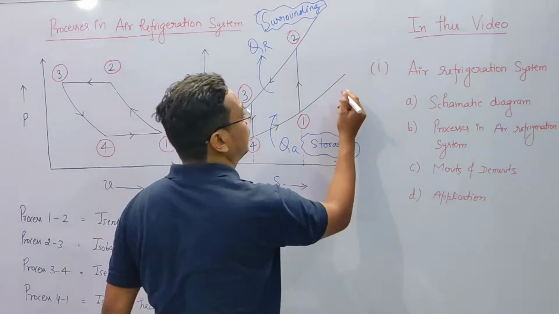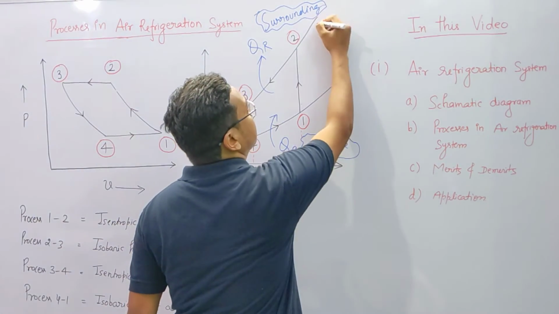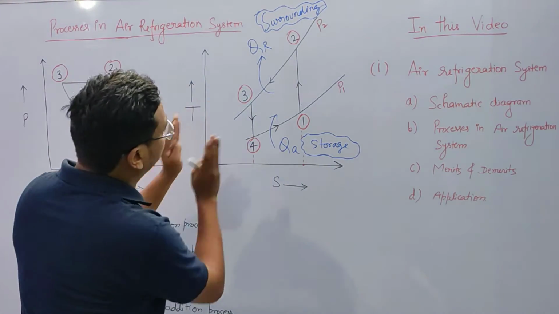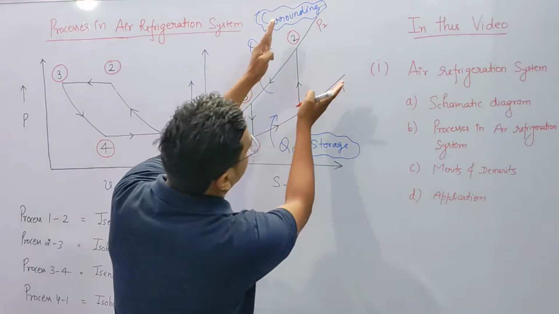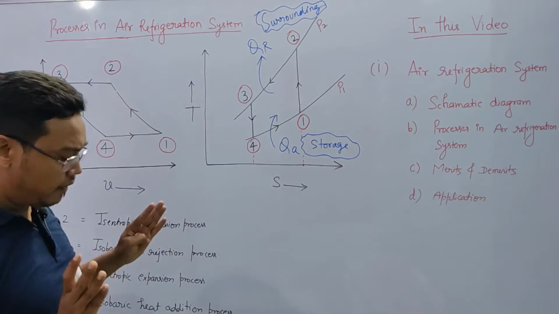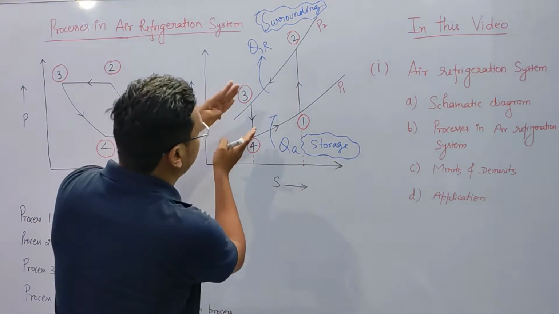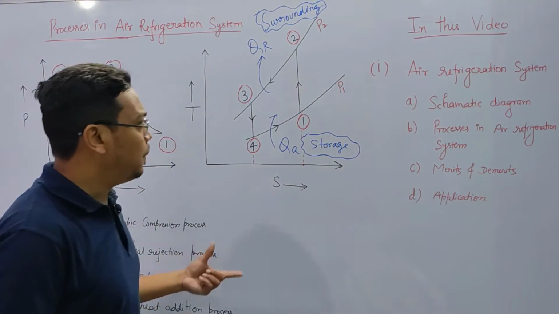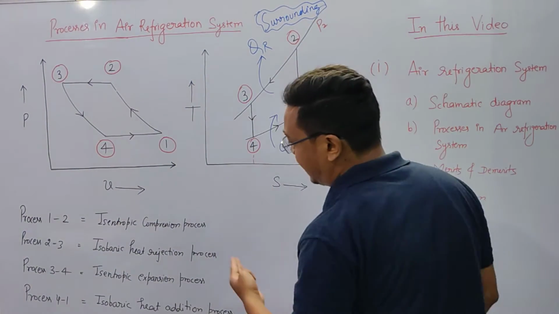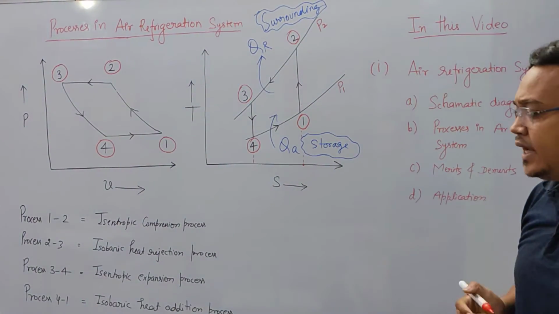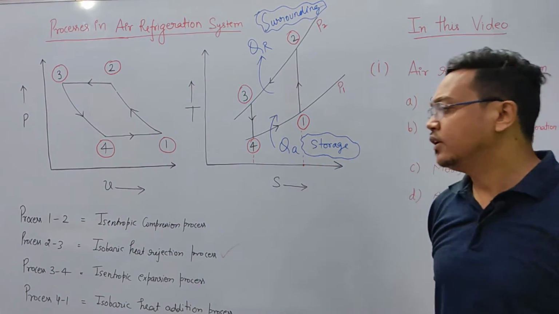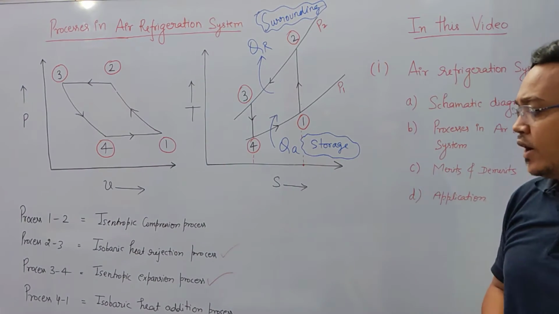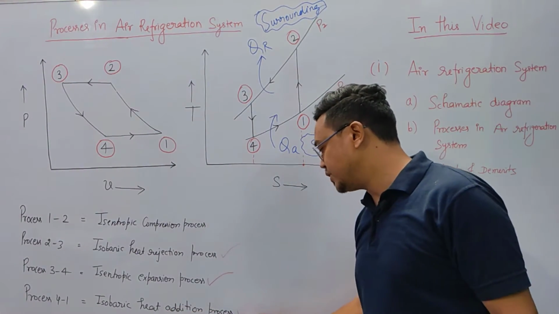Remember, these are the constant pressure lines. Suppose this is P1 and this is P2. These constant pressure lines on the TS diagram always diverge. Remember this thing. Okay, so here I have written the names of the processes. 1 to 2 is an isentropic process. 2 to 3 is an isobaric heat rejection process. 3 to 4 is an isentropic expansion process. Then process 4 to 1 is an isobaric heat addition process.